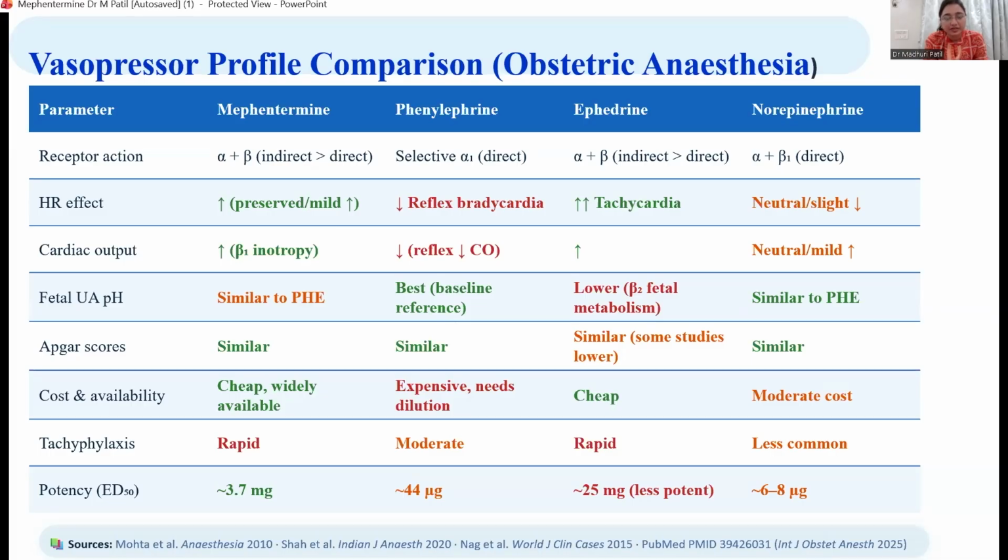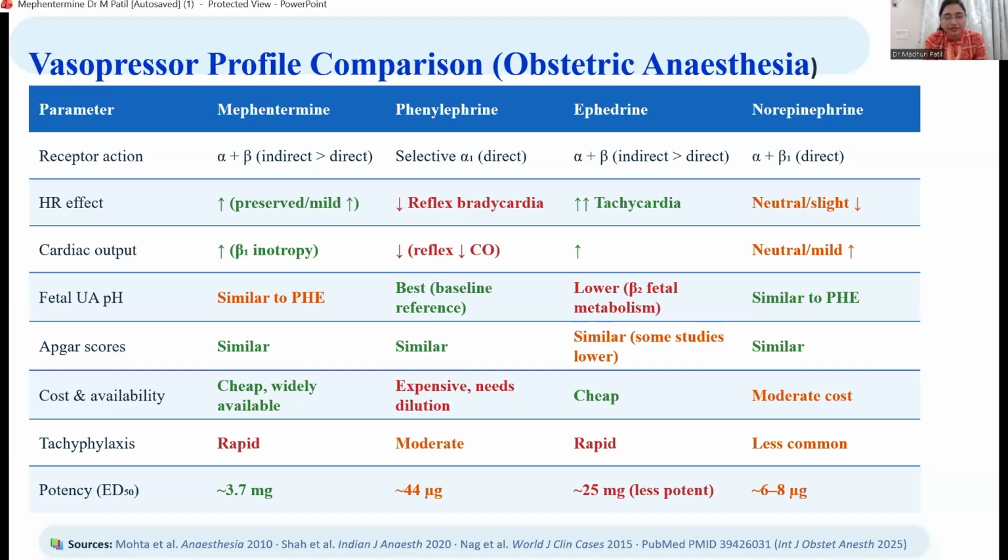Cost and availability: mephentermine is cheap and widely available, whereas phenylephrine is expensive and needs dilution, but recent vials don't need dilution. Ephedrine is also cheap, whereas norepinephrine has a moderate cost. Tachyphylaxis is seen rapidly with mephentermine and ephedrine, whereas it is seen moderately with phenylephrine.